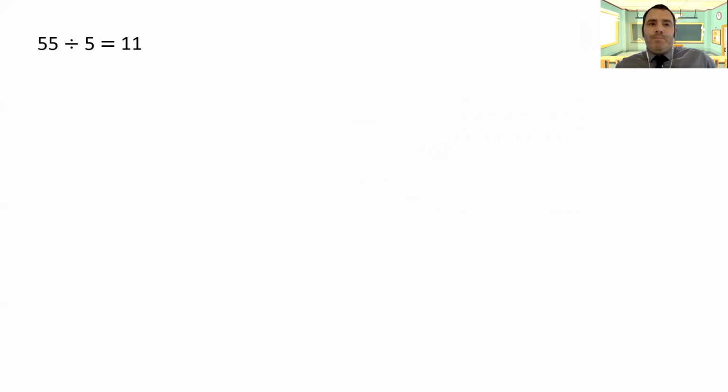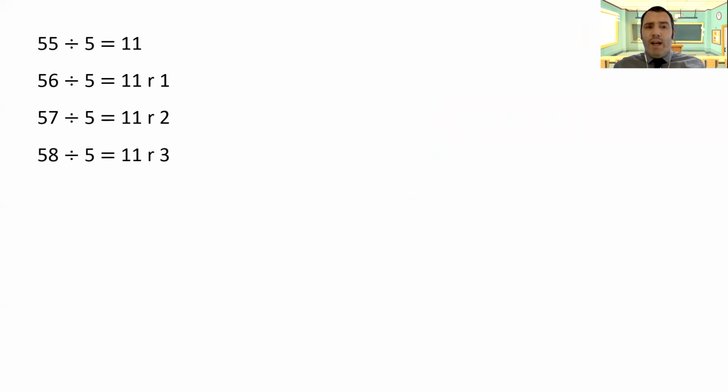How about this one? 55 divided by 5 equals 11. We know that. We know our 11 times table. We know our 5 times table. 56 divided by 5 is 11 remainder 1. 57 divided by 5 is 11 remainder 2. 58 divided by 5 is 11 remainder 3. 59 divided by 5 is 11 remainder 4.